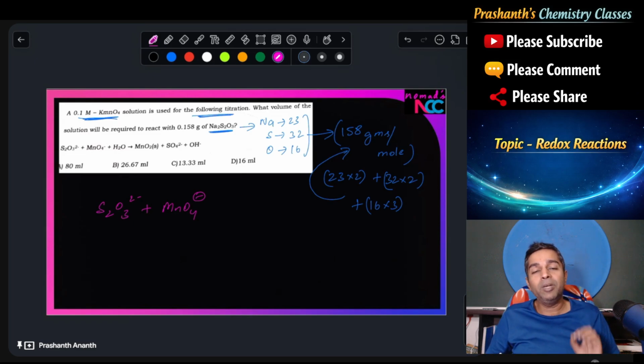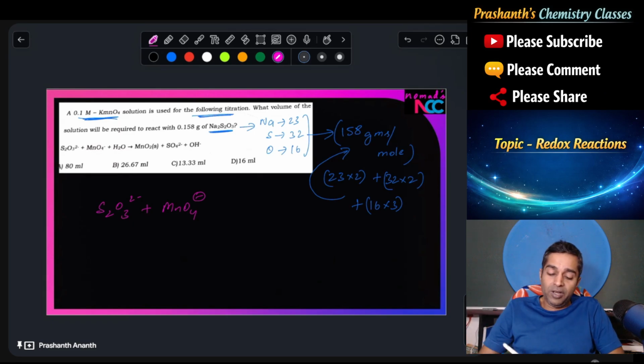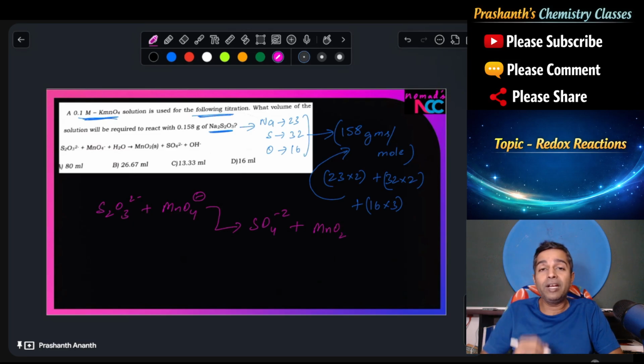N factor is the number of moles of electrons involved in the reaction for 1 mole of the compound. The electrons can be either absorbed or given out. It doesn't make a difference. So the basic principle is that the number of electrons transferred per 1 mole of the substance is called the N factor. In this reaction, the products obtained are going to be SO4 2 minus and MnO2. So now let us identify the oxidation states for each of these.